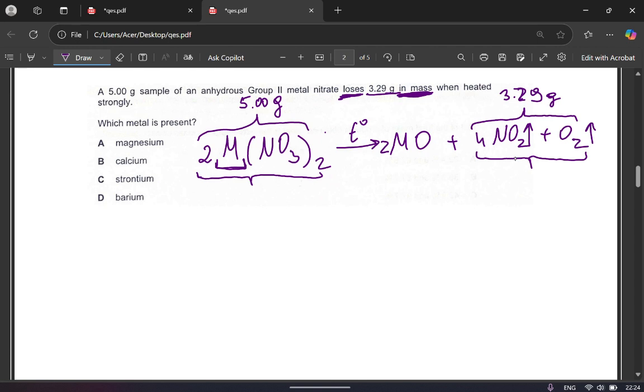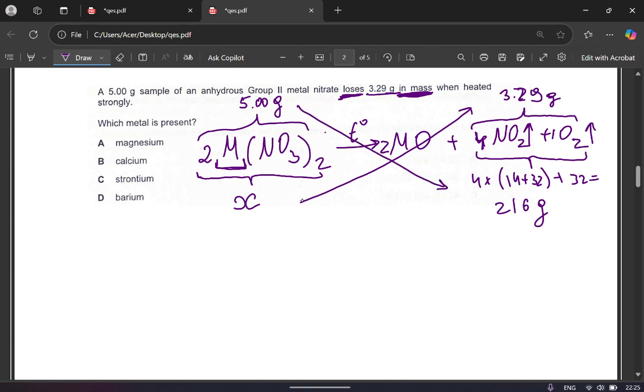So the total molar mass of these two gases, considering that we have 4 here and 1 here, is going to be 4 multiplied by 14 plus 32 plus 32, or 216 grams. And here we have X, since we don't know what the metal is. Now we just do cross multiplication. So X is equal to 216 multiplied by 5 over 3.29.